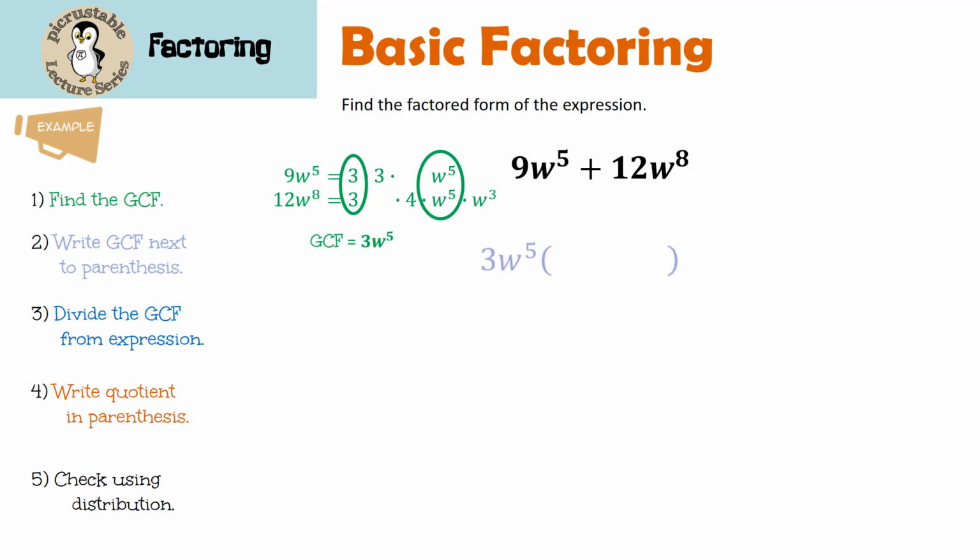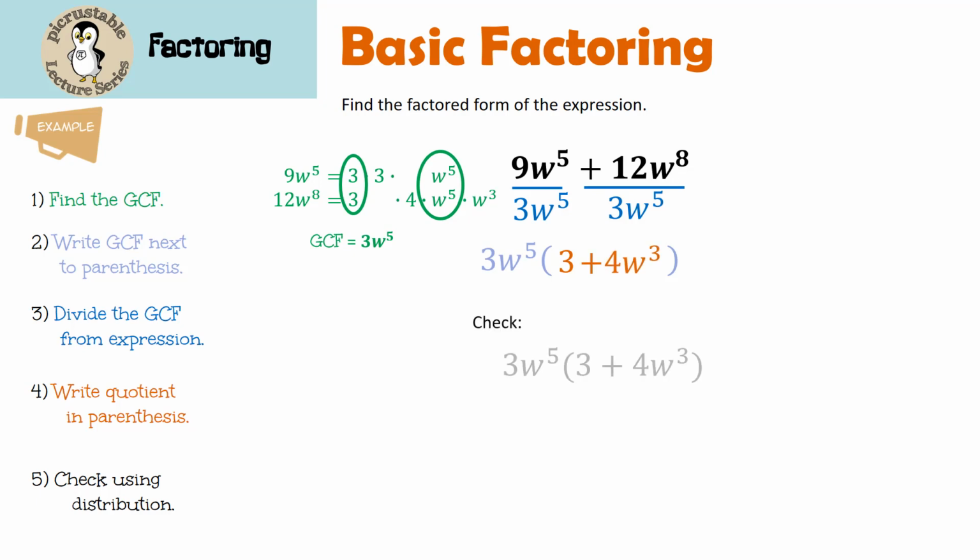Now I write that next to a parentheses, and I start dividing that from each term of the expression. So 9w to the 5th divided by 3w to the 5th is 3. 12w to the 8th divided by 3w to the 5th is 4w to the 3rd. And guess what? We did it!